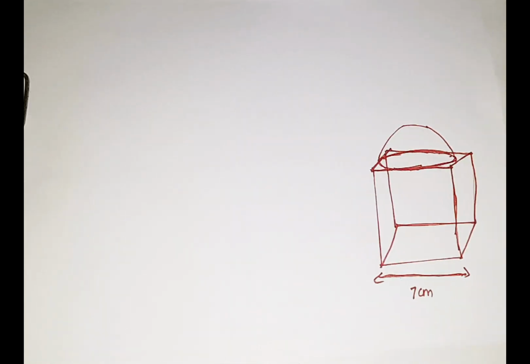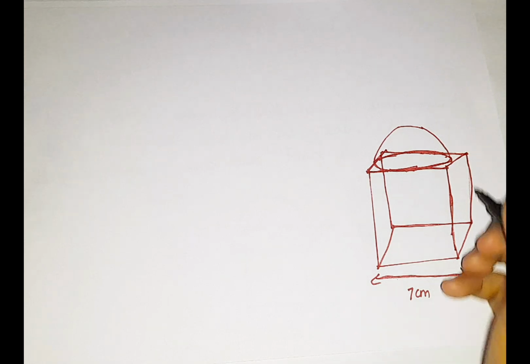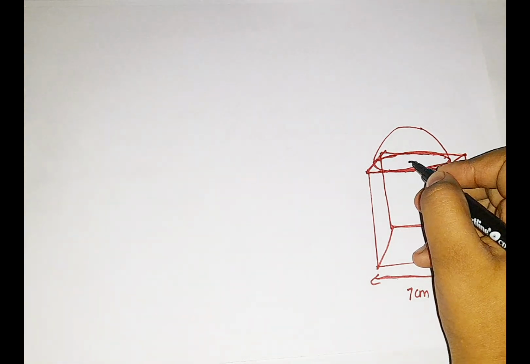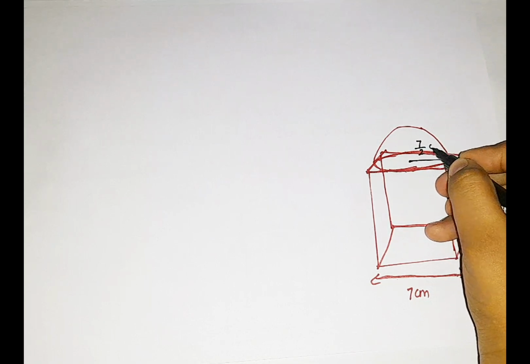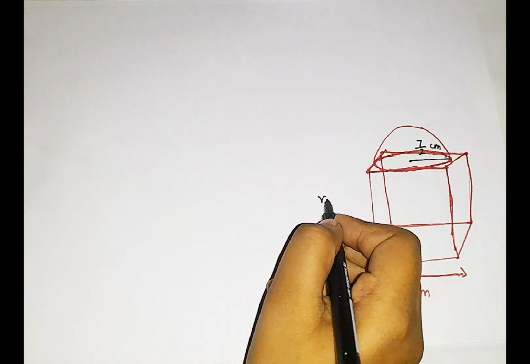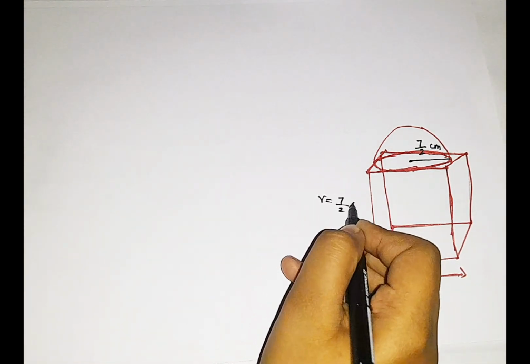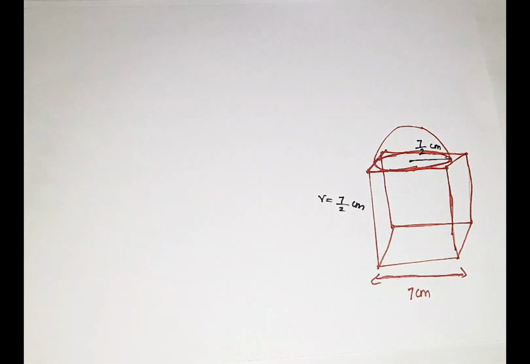Since the side is 7 centimeter, what will be the radius? The radius will be 7/2 centimeter. Am I right? So I'll write it here: radius will be 7/2 centimeter. Now since you know this will be the radius.